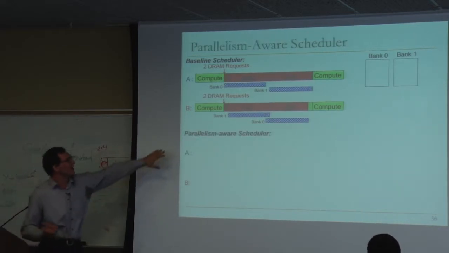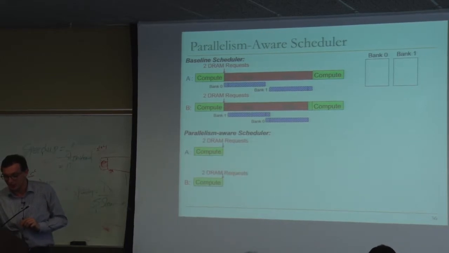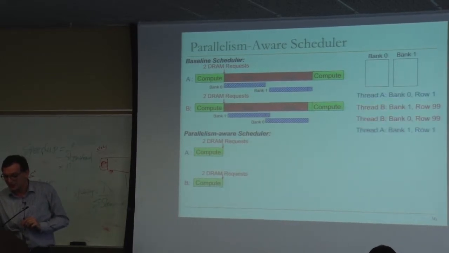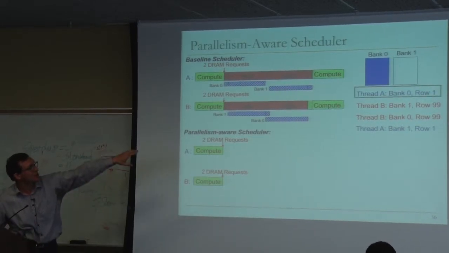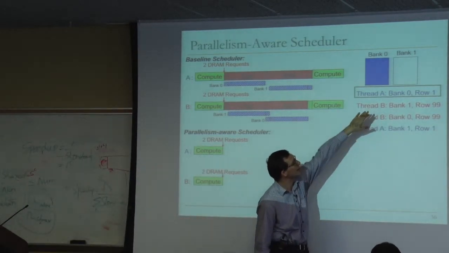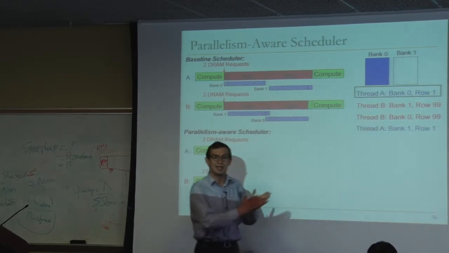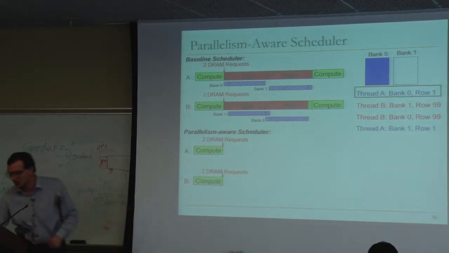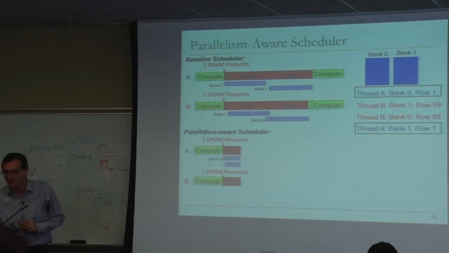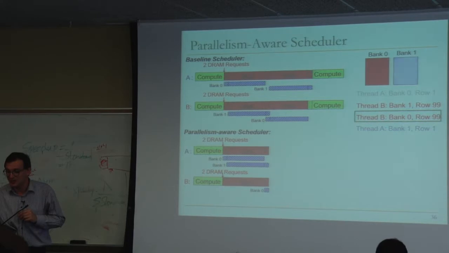Now, if you had a parallelism-aware scheduler, it would preserve the parallelism of each thread. Let's say it gets the same requests from these threads, and first schedules thread A's request to bank 0. Then it realizes that it has thread A's request that goes to bank 1. If it services these 2 requests in parallel, thread A can make progress because its requests will finish. So it schedules thread A's request to bank 1 in the next cycle. Later, thread A's request to bank 0 completes, and then thread A's request to bank 1 completes.